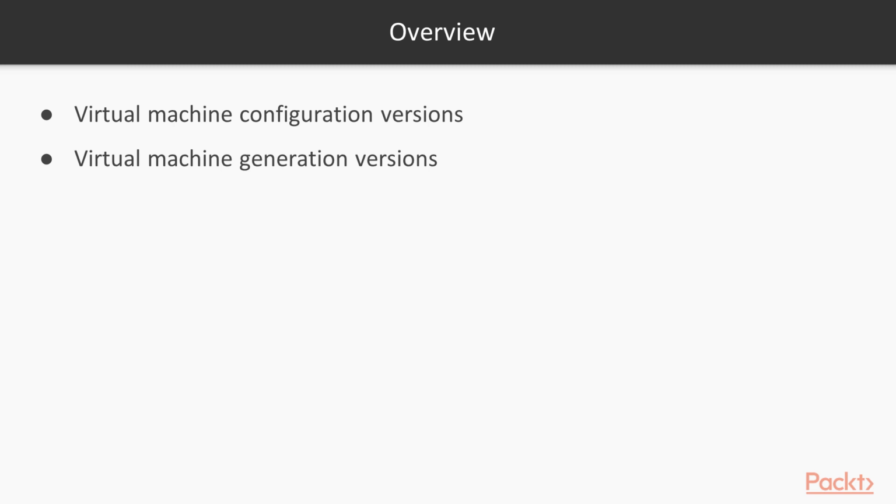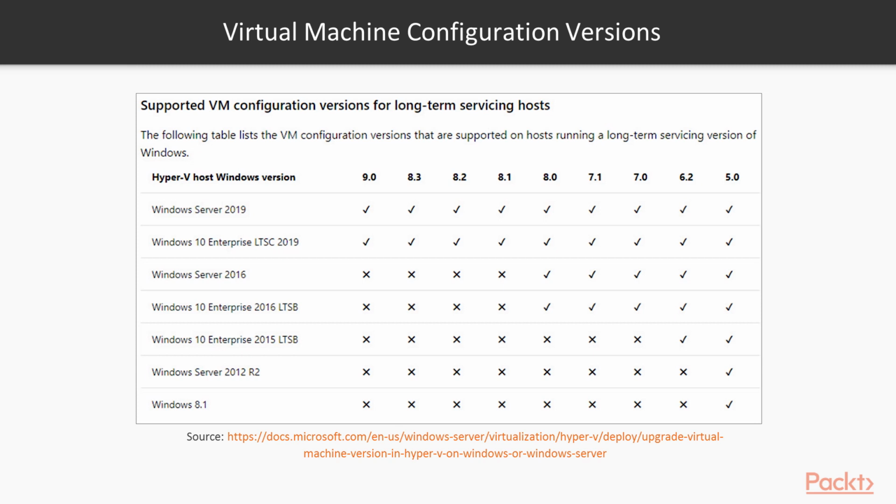In this lesson, you'll learn about the compatibility settings in virtual machine configuration versions. You'll also learn about the two generations of virtual machines, the second of which became available starting with Windows Server 2012 R2, and you'll learn about the differences between them. Virtual machine configuration versions indicate the compatibility settings for a virtual machine's configuration, the checkpoint files, and its saved states.